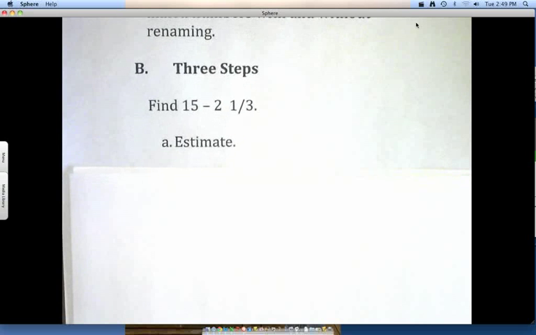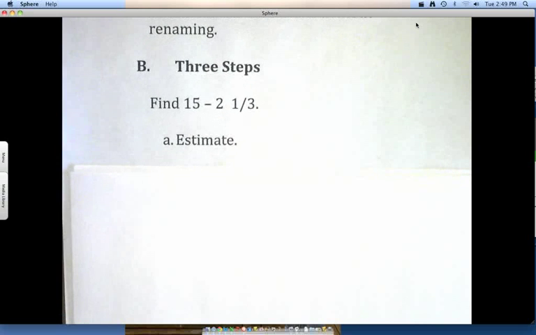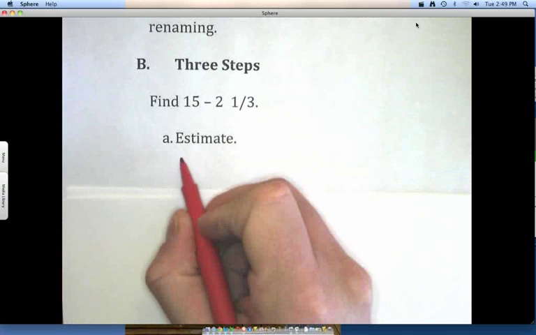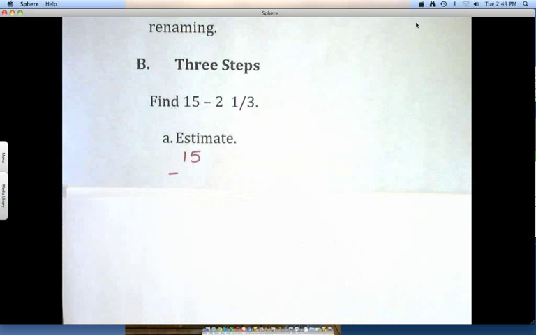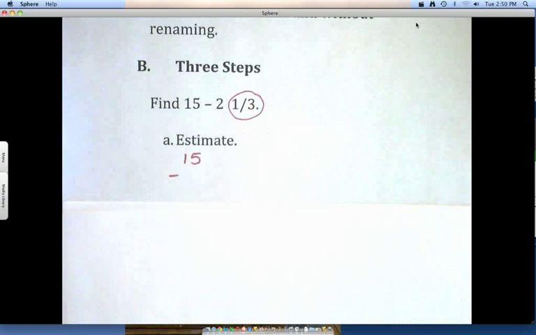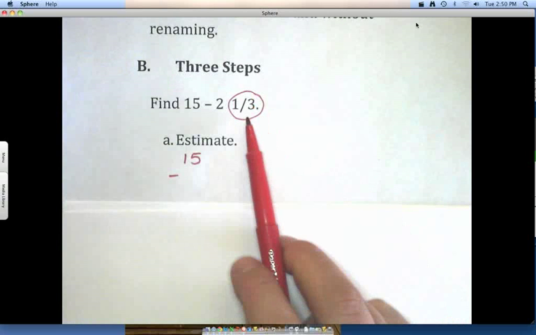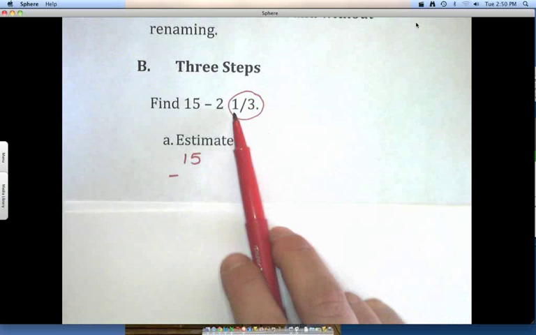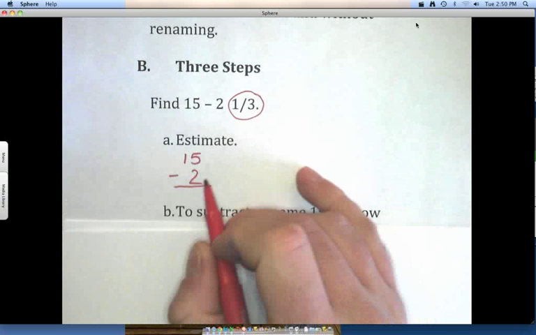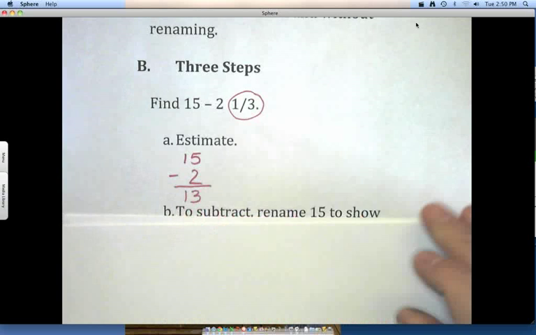estimate. It's real important that we always estimate so that we know whether or not our answer is correct, because if it is close to our estimate, more than likely it is correct. So if I look at 15 minus 2 and 1/3, I can estimate the first one as being 15. I'm going to stack my mixed numbers, so that's writing them vertically. So 15 minus 2 and 1/3, I'm going to look at the fraction part of my mixed number. Half of 3 is 1.5. 1 is less than 1.5, so my whole number is going to stay at 2. So according to this, my estimate is going to be about 13.